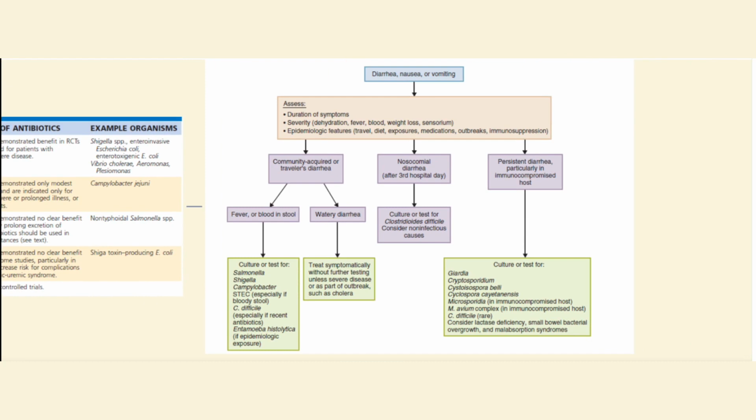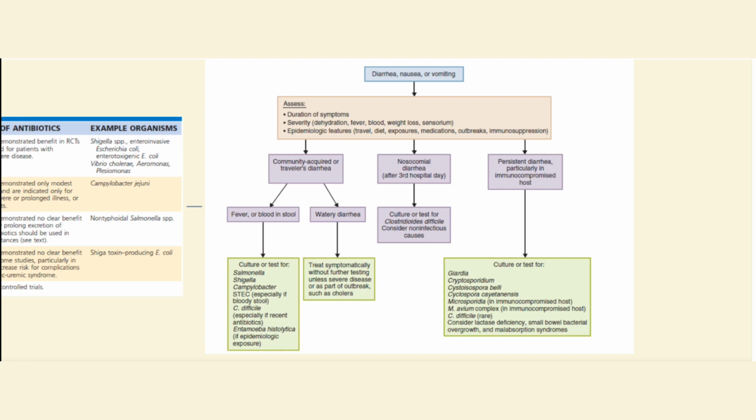So now we go into our tree of action. We start by having a patient who comes to us with diarrhea, nausea, or vomiting. We assess the duration of the symptom, the severity of the dehydration or other symptoms like fever, blood in the stool, weight loss, and sensorium, which is the consciousness, and the epidemiological features. And like this, we can classify our patients into 3 categories.